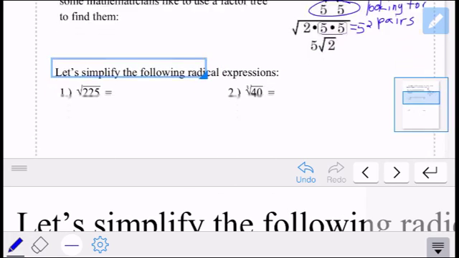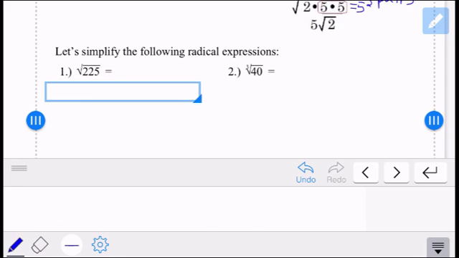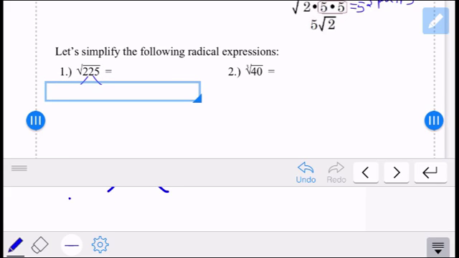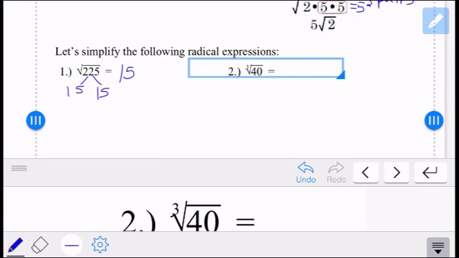So let's look here how to simplify these. So first thing I would do is plug them into your calculator, see what you get. But if you need to, we can break it up. So 225, some of you might know 225, if you split that guy up, you could go by 5s, but it actually is going to be 15 and 15. So that guy is just going to be 15. That's a perfect square.